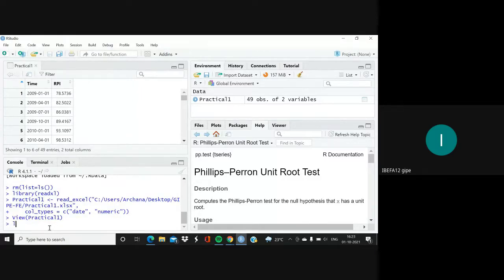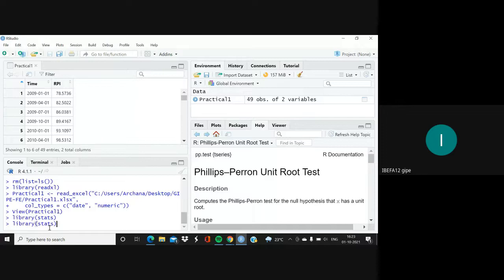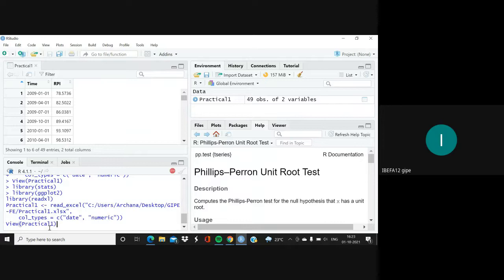Now I'll just load a couple of packages, the same ones that we used the previous time. So I'm loading stats, then ggplot2. Since you have already installed the package in the previous session, you will not have to install it again.